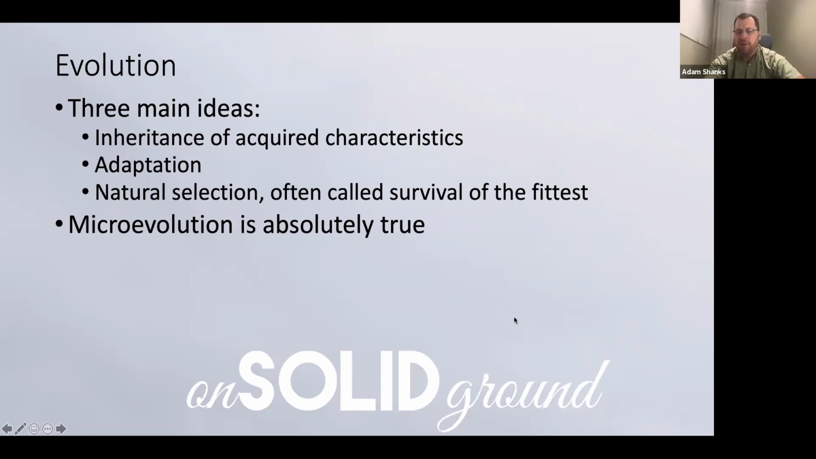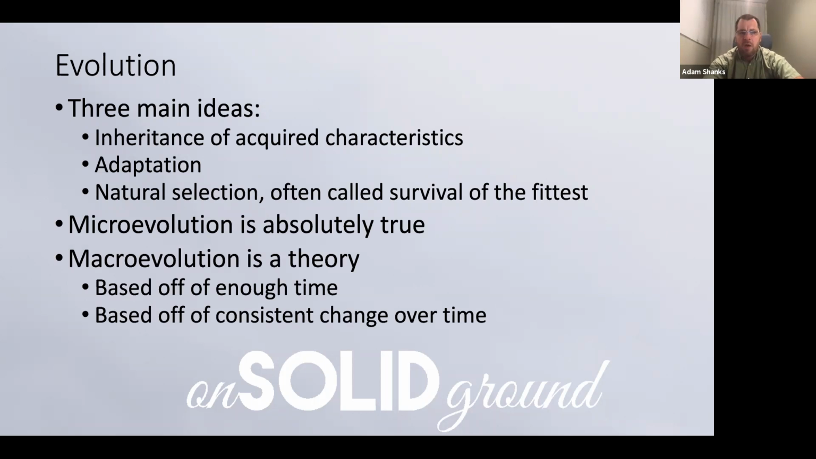All right, I'm trying not to repeat myself too much, but it's kind of necessary right here in the very beginning. Microevolution, these three things happening on a small scale, are absolutely true. Macroevolution, or large-scale evolution, is only a theory. And it is only a theory because we cannot prove it, because it is not something that we can observe. It is not something that we can experiment on.